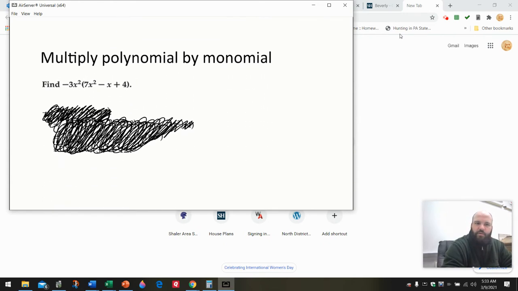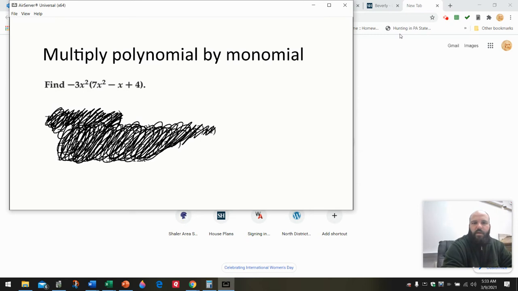So what I'm going to show you is how to multiply a polynomial by a monomial. Now, if you recall, the prefix poly of polynomial means many terms. Anytime we get to really three terms or more, we begin to call those polynomials, although the word polynomial can apply to pretty much any algebraic expression. And we're going to multiply that polynomial by this monomial right here, this negative 3x squared. So what is going to happen is this negative 3x squared is going to distribute to the 7x squared, to the negative x, and to the positive 4. So we have to begin to multiply those across.